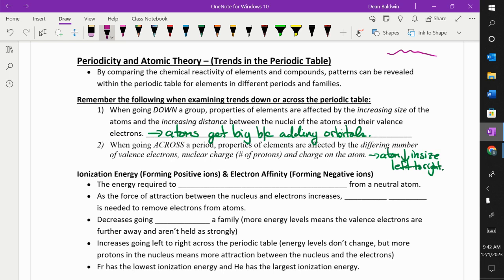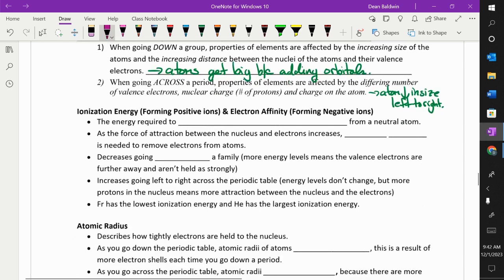So, what does this mean? Ionization energy is the energy required to create an ion, i.e., to remove an electron. How much energy does it take to pull an electron off this atom? I'm going to call it IE.